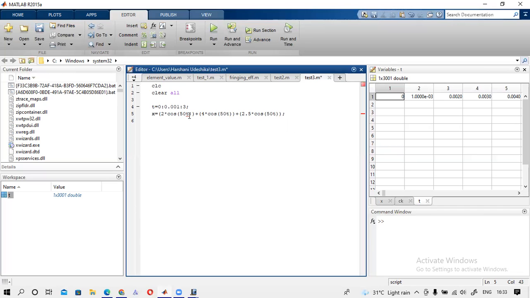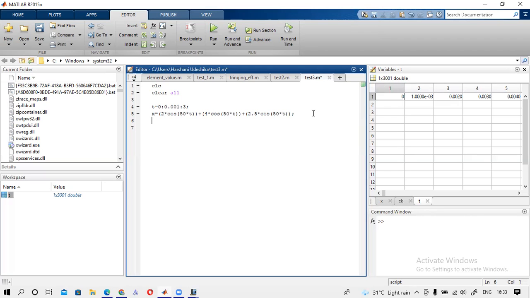Okay. And I think here we have to use the product, multiply this one. Okay. So this is the composite signal. Now if we add these three signals together, we will get this kind of signal.